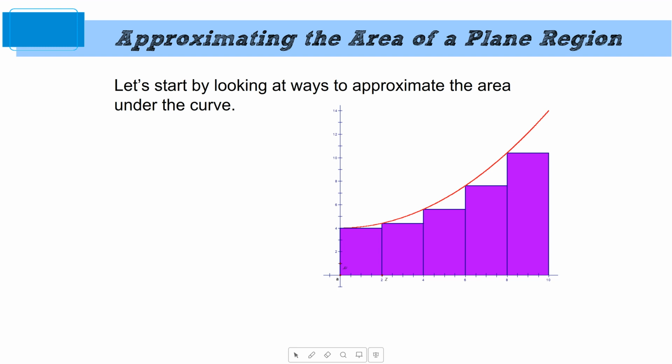And so if we find the area of all 5 rectangles and add them up, we'll have something that approximates the area under the curve. Are you good with that concept? Beautiful. Is there anything difficult about that?